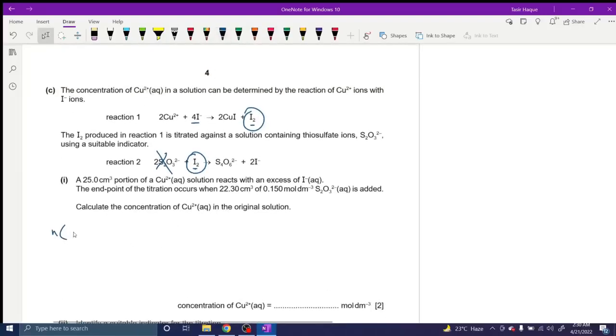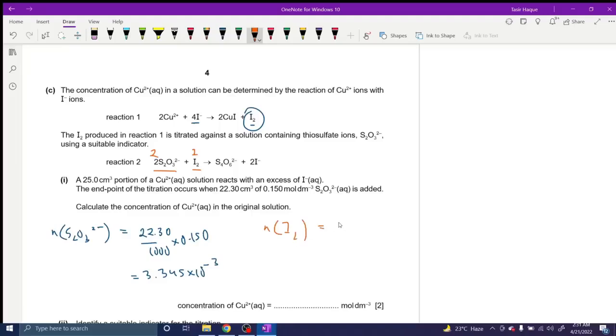First, the moles of thiosulfate is 22.30 by 1000 into 0.150. That's 3.345 into 10 to the power minus 3. That's good. Now, what about copper? The ratio of thiosulfate to iodine is 2:1. So the moles of iodine should be half into 3.345 into 10 to the power minus 3.